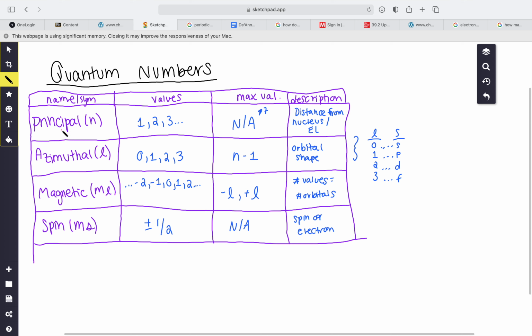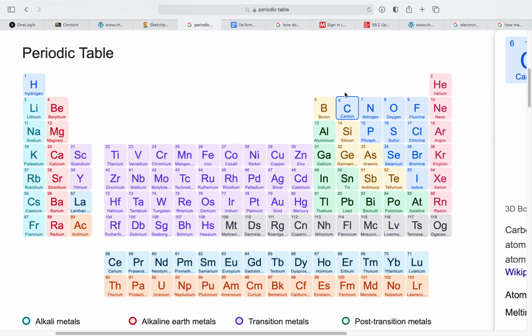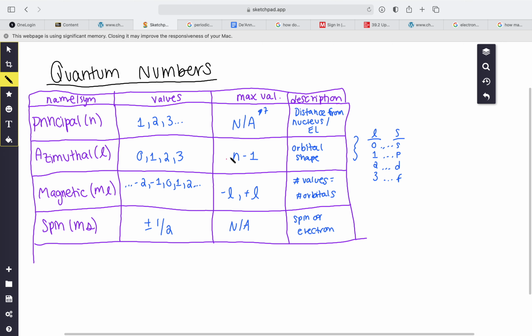So the principal number of the quantum numbers is the distance from the nucleus, or the energy level, right? If I were to ask what the principal number of oxygen is, all you have to do is find oxygen and figure out what energy level it's in. So it's in 1, 2. It's in energy level 2. So the n would be 2 for oxygen.